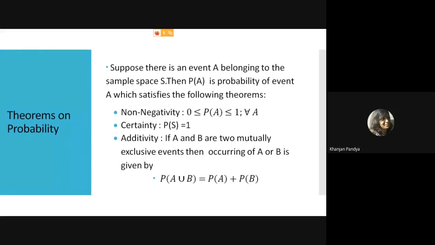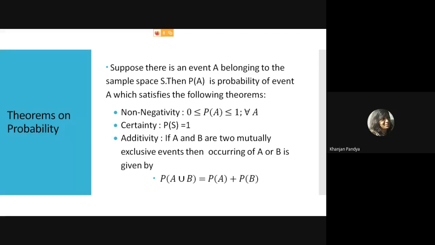Now these are the theorems or conditions on probabilities. Suppose there is an event A belonging to the sample space S. So the sample space is the space of outcomes. A is the event. Then P of A, that means the probability of event A, satisfies the following theorems. Non-negativity, that is 0 is less than or equal to P of A, that means the probability of A is less than or equal to 1 for every A. Okay. Certainty, that P of S, the probability of the whole sample space, is 1 only, maximum.